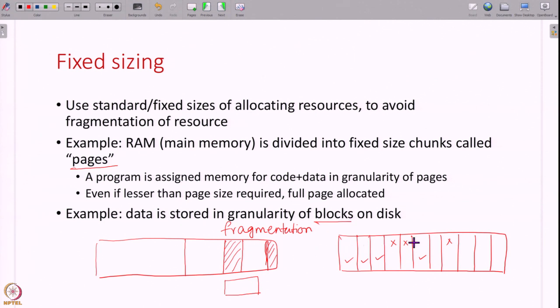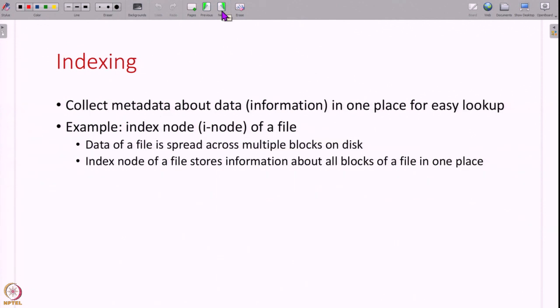It is not like everything is contiguous. Wherever there is a page available, wherever there is a block available, you will give it to the program or you will give it to a file, okay. This makes it easy to manage resources, it makes it efficient, it also avoids fragmentation. So, the next principle is that of indexing.